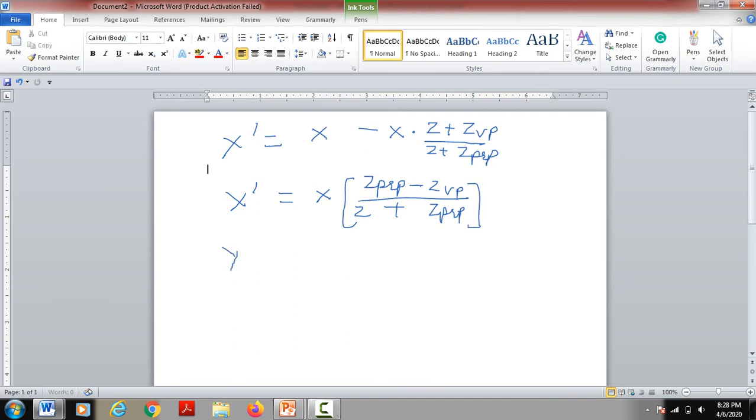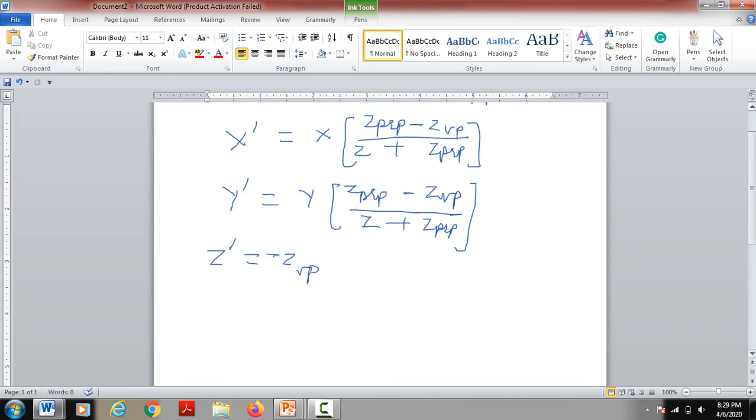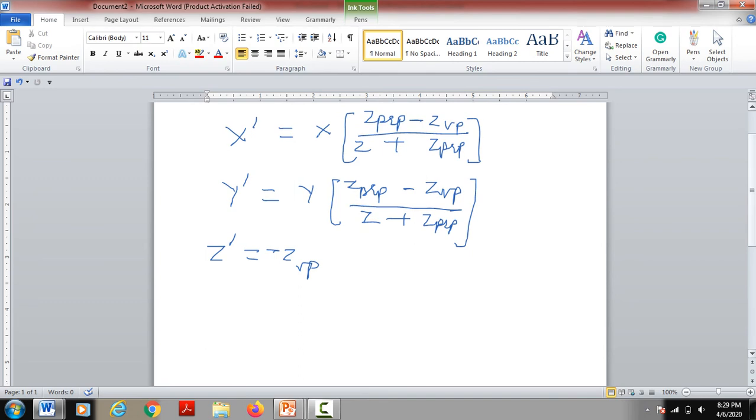In the similar way, y dash is equal to y multiplied by (zprp minus zvp) divided by (z plus zprp), and the value of z dash will be minus zvp that we have discussed initially. So the above equations are the general transformation equations for the perspective projection.